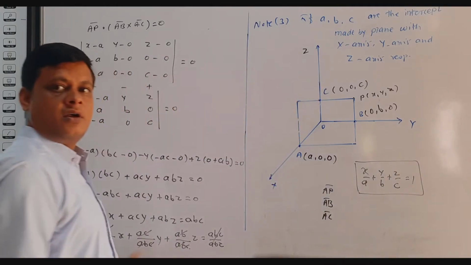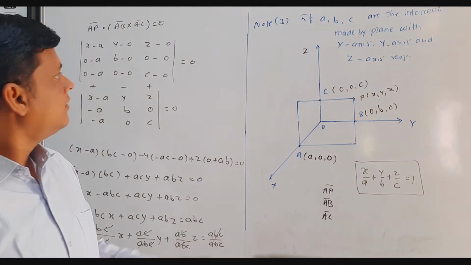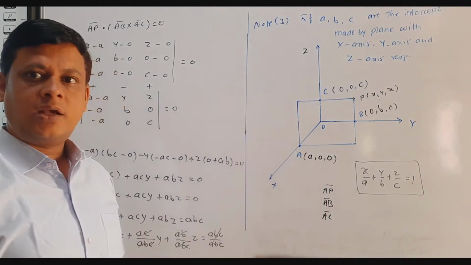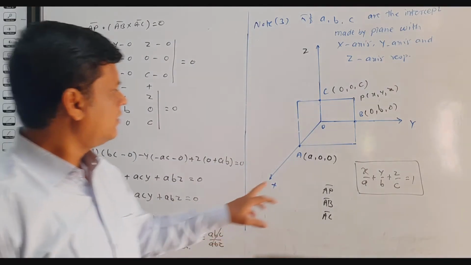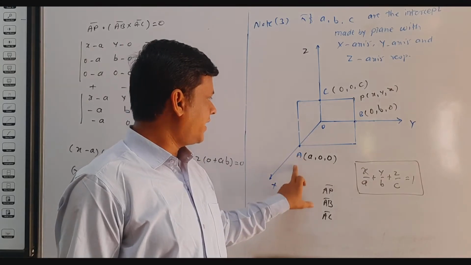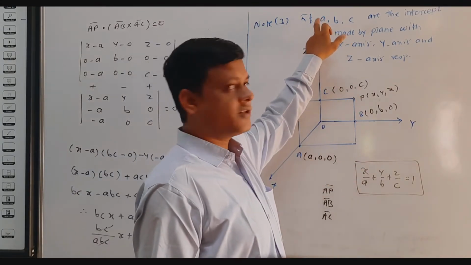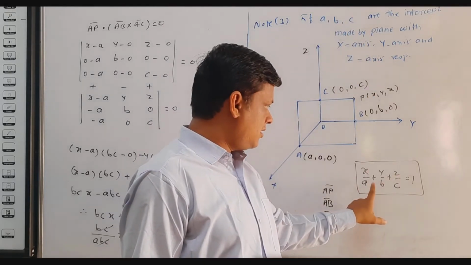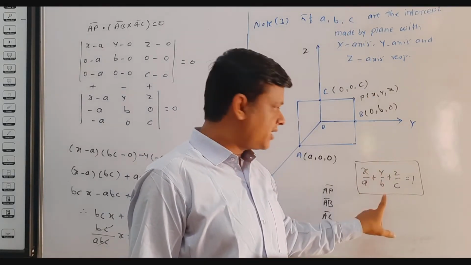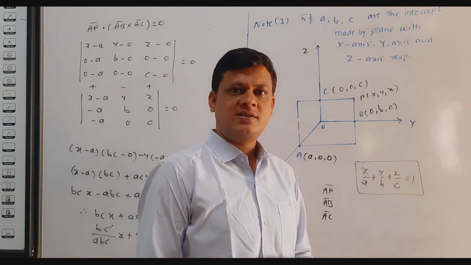This is the intercept form of a plane. When the given plane has intercepts a, b, c on the x-axis, y-axis and z-axis, its intercept form equation is x by a plus y by b plus z by c equals 1.